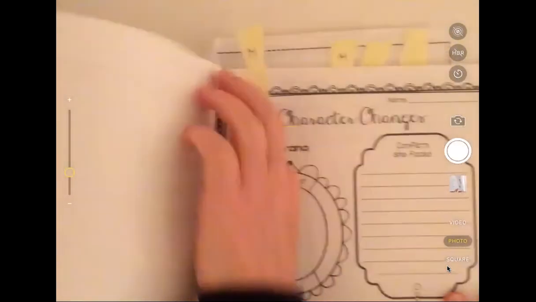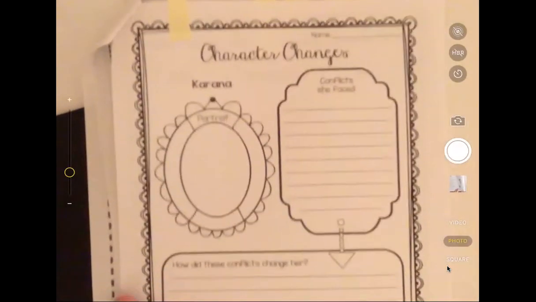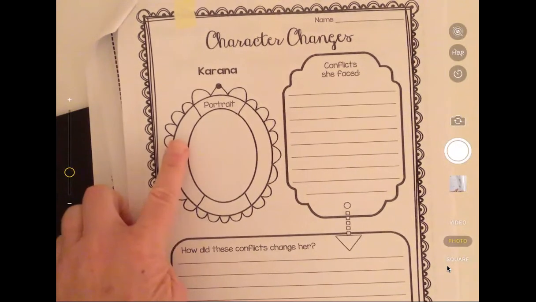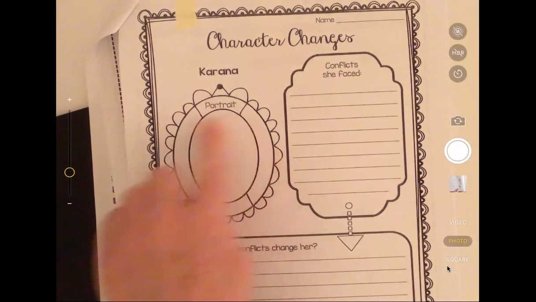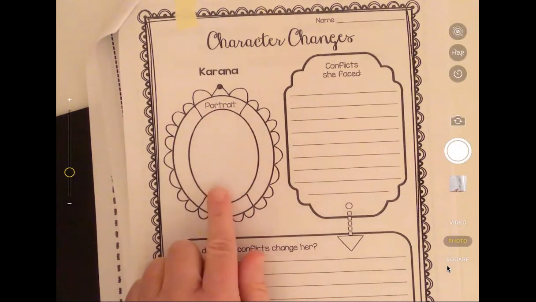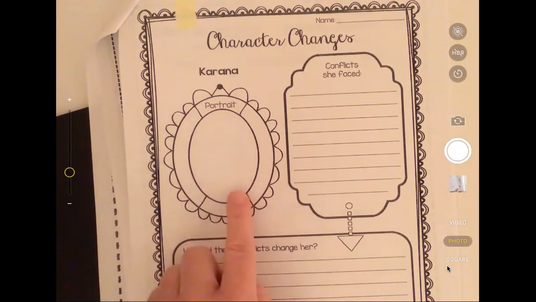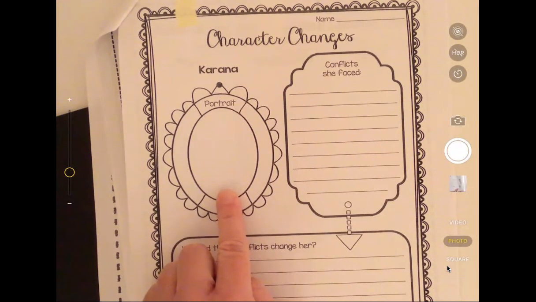Then the pages for today, they're right in order. The next page right after cause and effect is character changes. And it looks like this. You get to focus on Karana. So you can draw a picture, add some color, make it look nice. You can decorate the little frame. Draw what you believe she looks like. You can use the cover of your novel. Decide how you're going to show her.